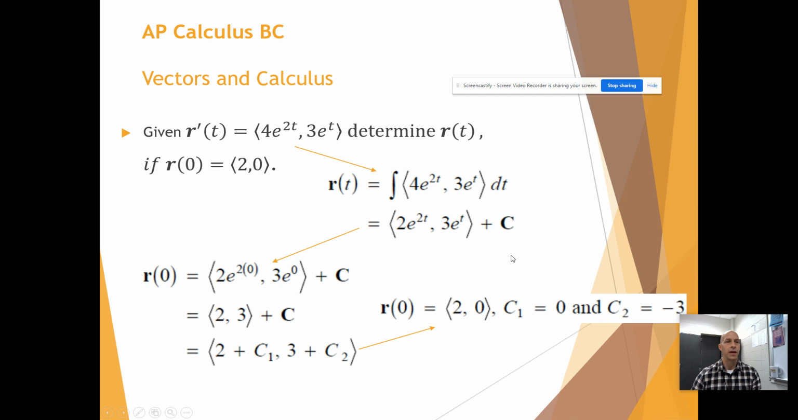So that gives us our final answer here: the vector r of t is equal to 2e to the 2t, comma, 3e to the t minus 3.